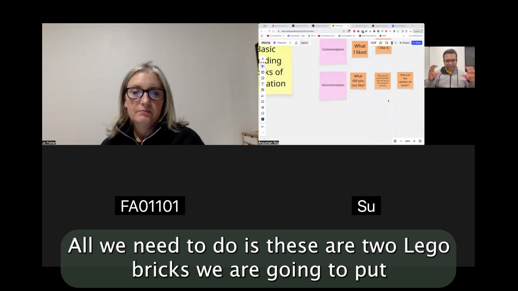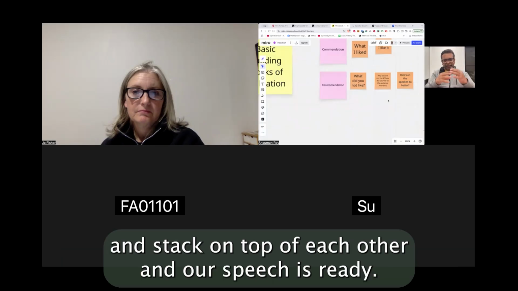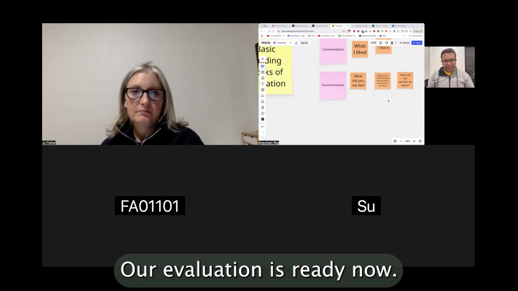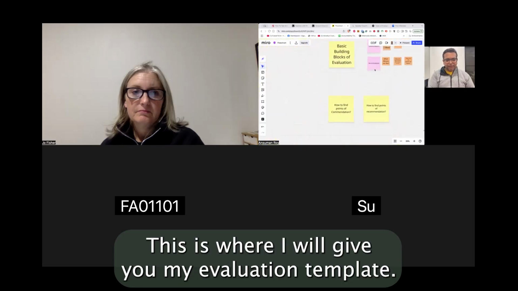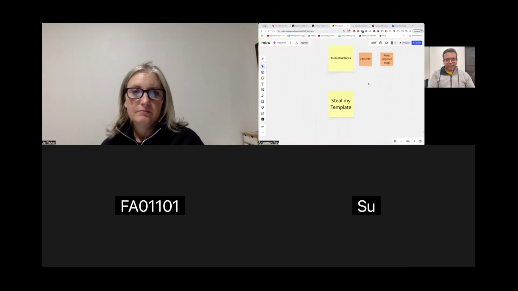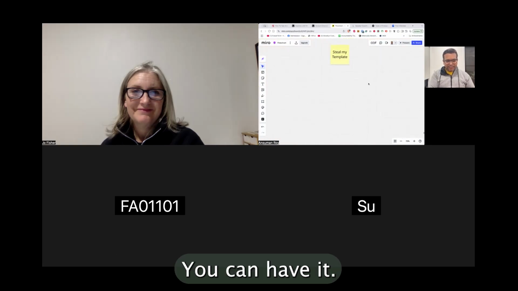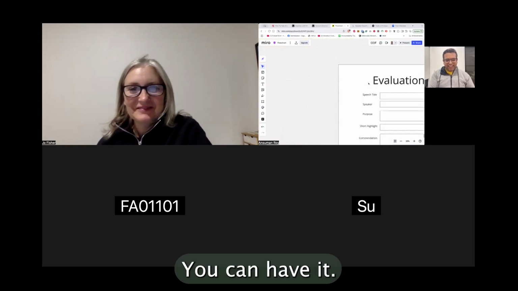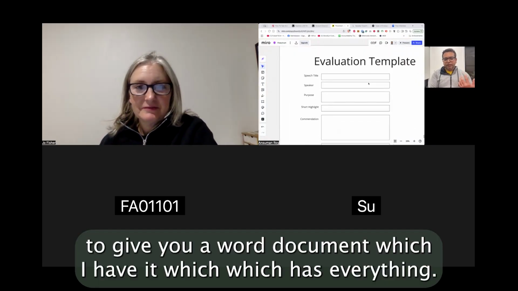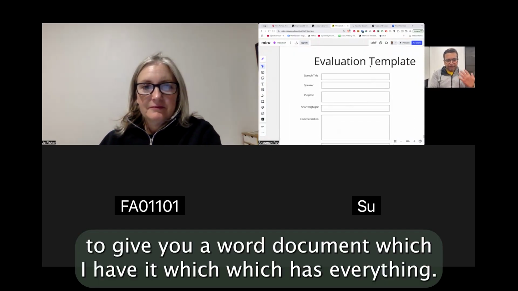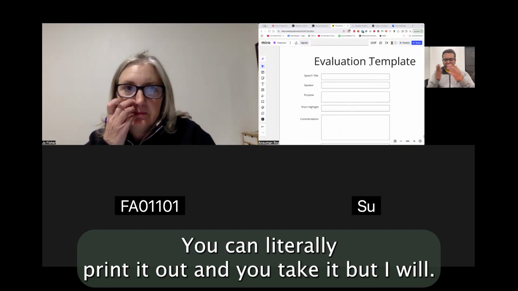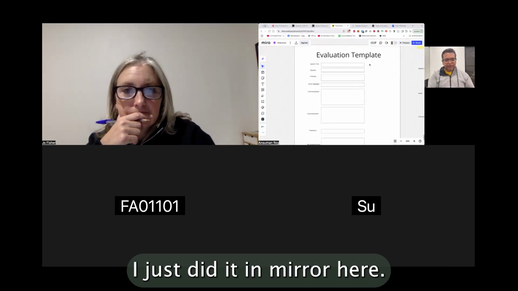All we need to do is these are the two Lego bricks we are going to stack on top of each other, and our speech evaluation is ready. Now, this is where I will give you my evaluation template. I told you, steal my template. You can have it. I'm going to give you a Word document which has everything. You can literally print it out and take it. But I just did it in Miro here.